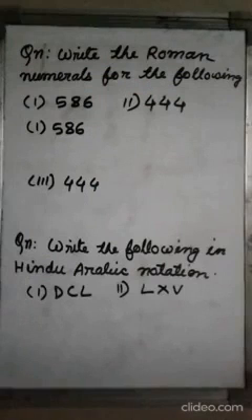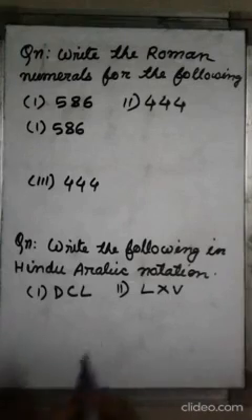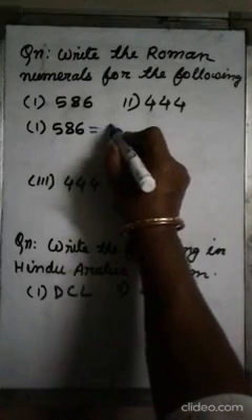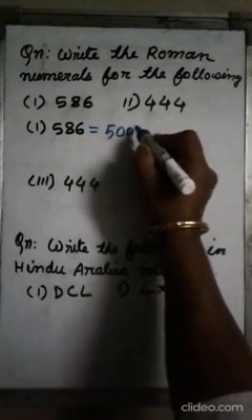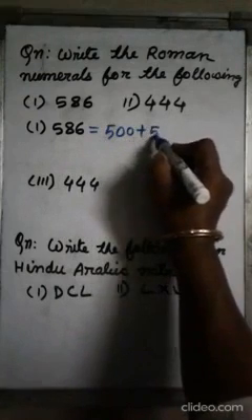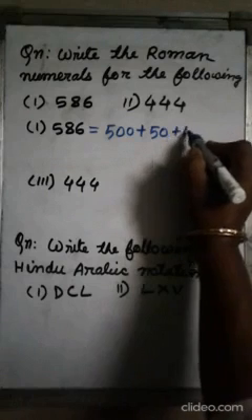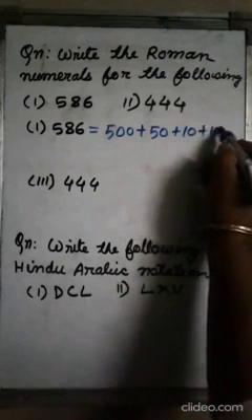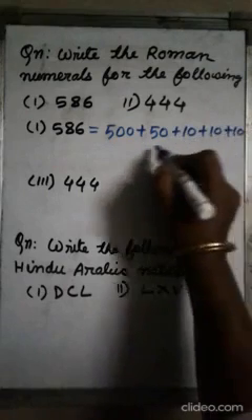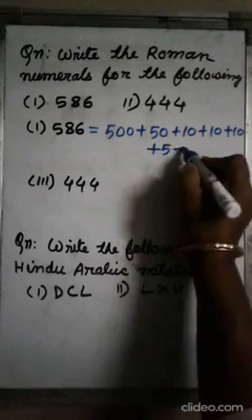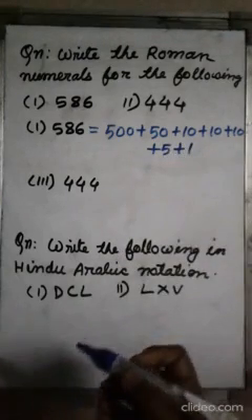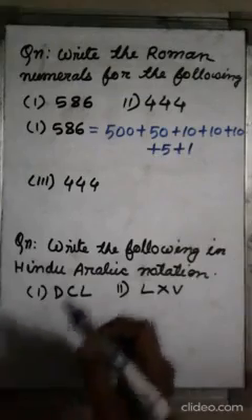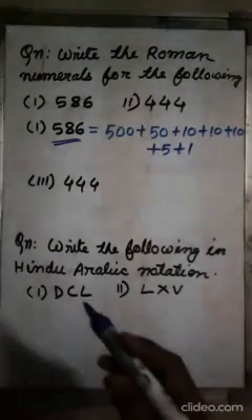Now we shall solve some problems. Write the Roman numerals for the following: 586 and 444. 586, I can write it as 500 plus 50 plus 10 plus 10 plus 10 plus 5 plus 1. Remember that you have to represent this number with the 7 symbols.